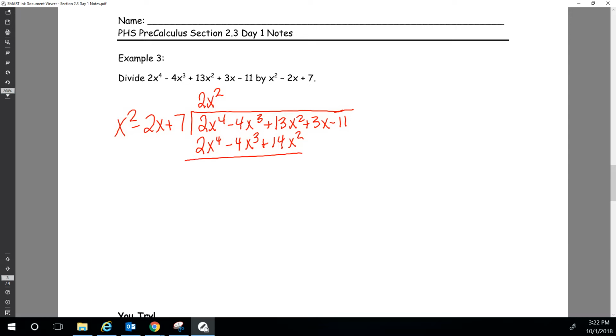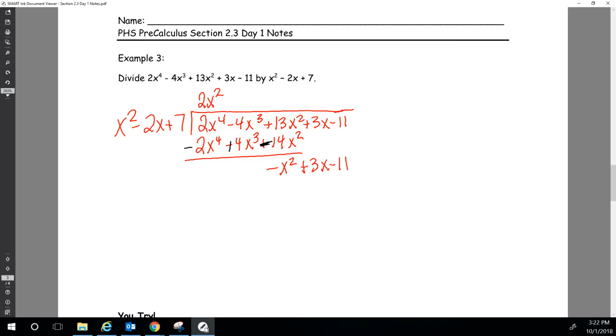Same as we did before, we change our signs. So the x to the 4ths go away. Luckily for us, the 4x cubes go away as well. And then I've got 13 minus 14x squared would be negative x squared. Since I have 3 terms over here, I need to drop down as many as it takes to get 3 terms over here. We've lost 2 terms, which means instead of bringing down 1 term, I need to bring down 2 terms. And repeat the process.